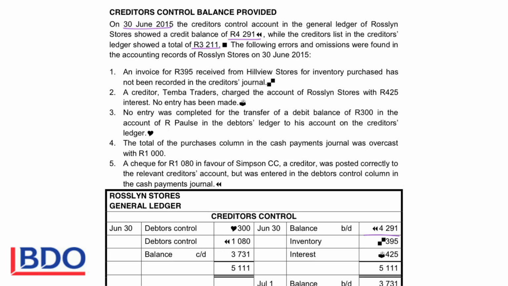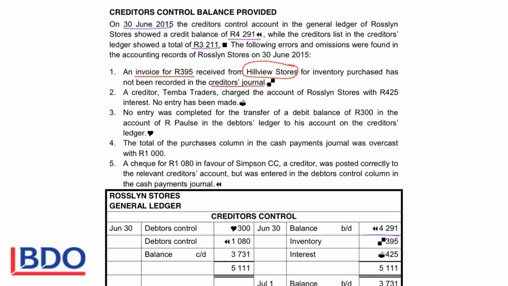An invoice for 395 Rand received from Hillview Stores for inventory purchase has not been recorded in the creditors journal. If it was not recorded in the creditors journal, it means that it was not posted to the account of Hillview Stores, and because it's not in the journal, the total in the journal was incorrect. Therefore, we will correct this mistake in the creditors list and in the creditors control account.